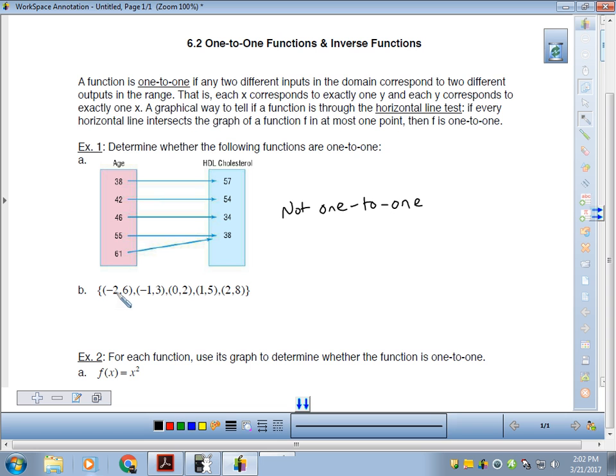Example B here, we have just a set of points: -2, 6; -1, 3; 0, 2; 1, 5; and 2, 8. First thing, look for repeats in the x's. -2, -1, 0, 1, 2. Nope, x's are fine. Then look for repeats in the y's. 6, 3, 2, 5, 8. No repeats in the y's. Since x's don't repeat and y's don't repeat, this would be a one-to-one function.